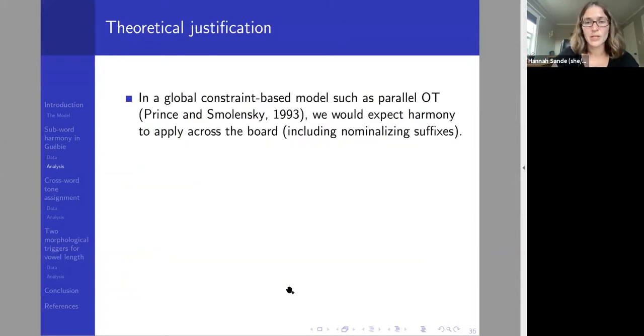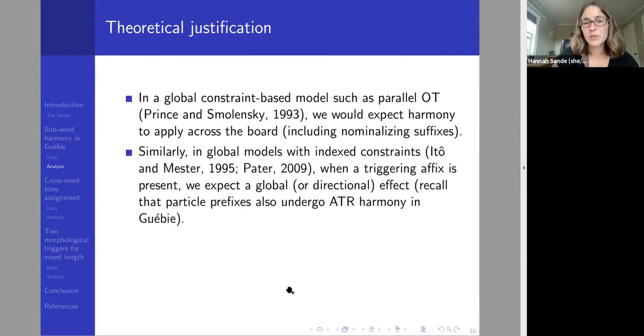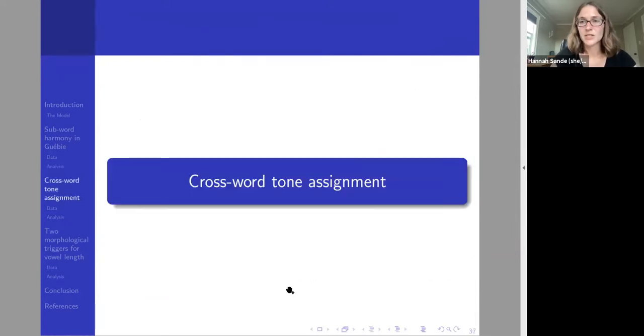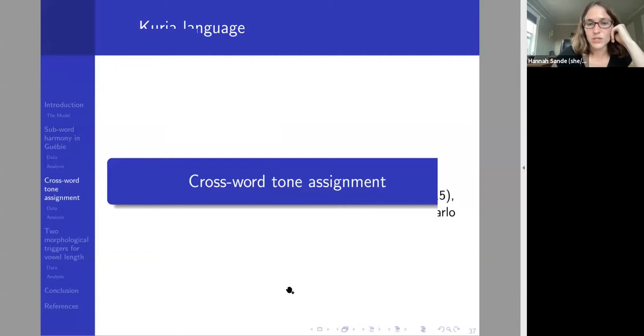In a global constraint-based model such as parallel OT, we'd expect harmony to apply across the board. Similarly, in models with indexed constraints, when a triggering affix is present, we expect a global or directional effect, but that's not what we see in GBA. So by applying morphological and phonological evaluation at syntactic phase boundaries, we predict long-distance phonological effects where locality is limited by syntactic phase boundaries. And let's look at an example where that happens across word boundaries as well.